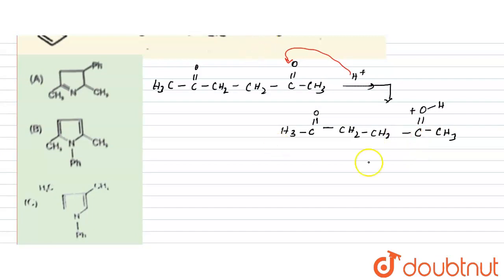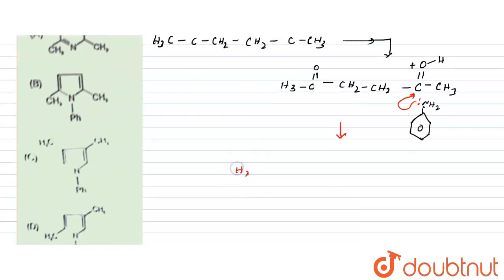And finally, if you draw the benzene ring and the aniline like this, here you can see there is a lone pair of electrons on the nitrogen atom. The lone pair of electrons on the nitrogen atom will attack this carbon, and finally the compound which will be formed is like this. You have H3C double bond O, CH2, CH2, then you have C here, right? And here you will have formation of OH, CH3, and finally here one hydrogen and this phenyl ring. So this is the compound which will be formed.